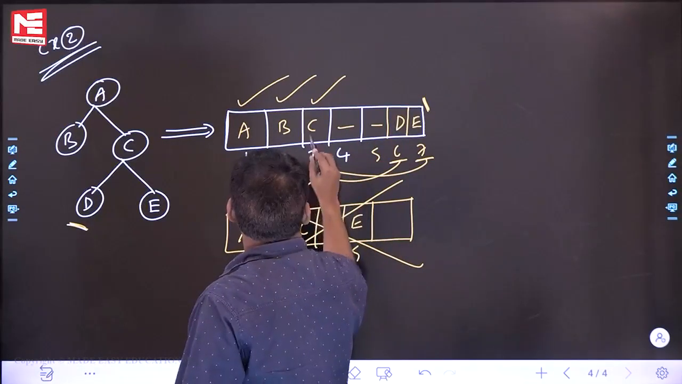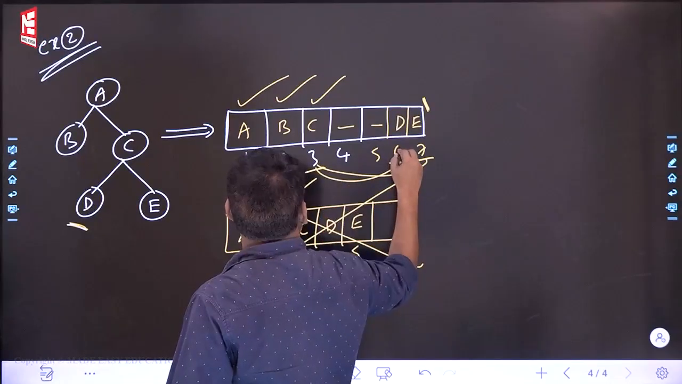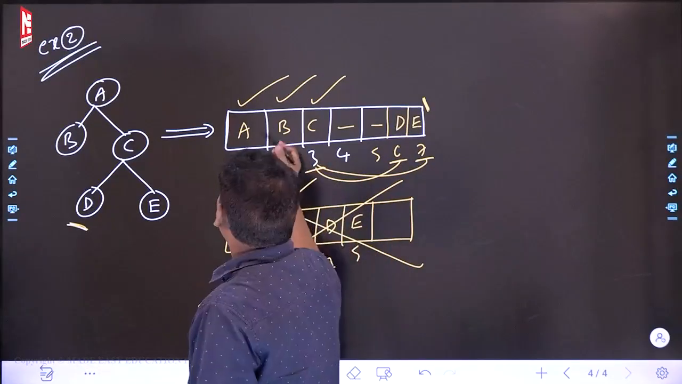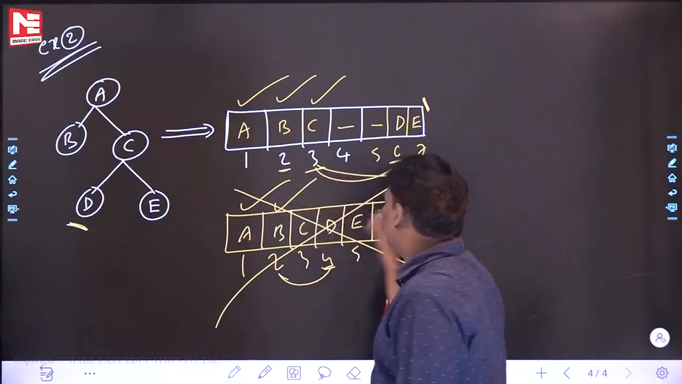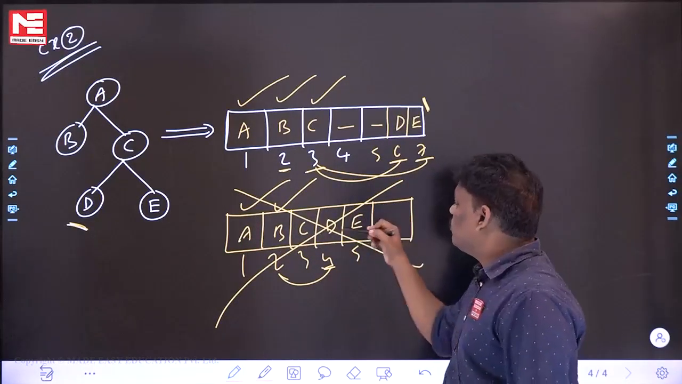Can you say what is the C left child? 2 into 3, 6. D, right child plus 1. Like that. I think everywhere the formula is working. If you do that, the formula may not work. Why? You violated one of the rules.